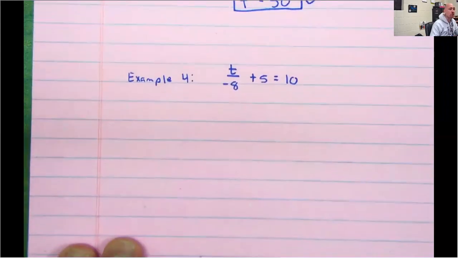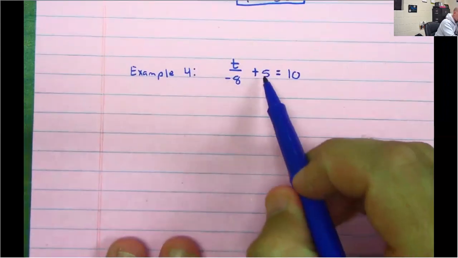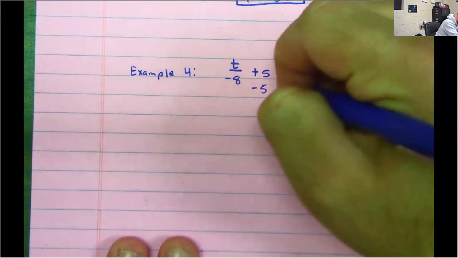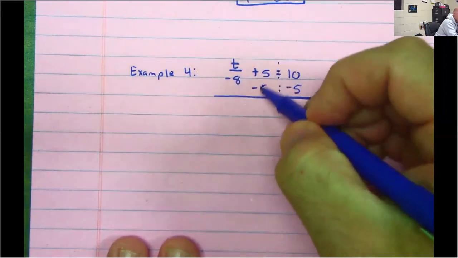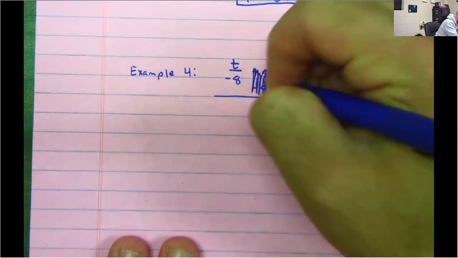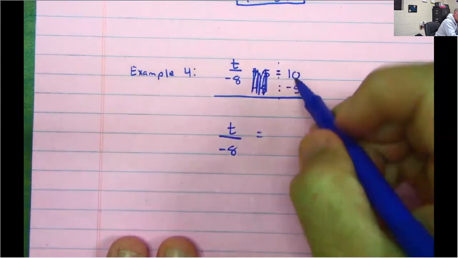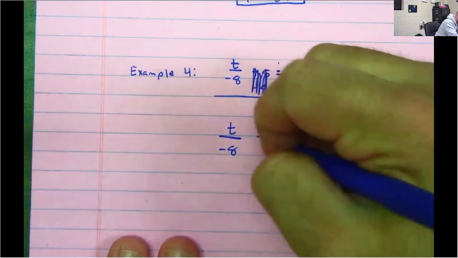All right, one more. The first step here should be to subtract 5 from both sides. Five take away 5 zeroes out. It's my zero pair. 10 minus 5 is 5.